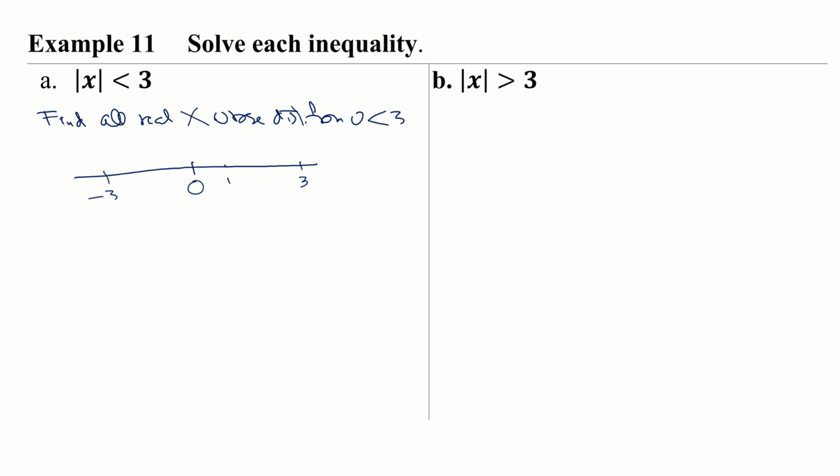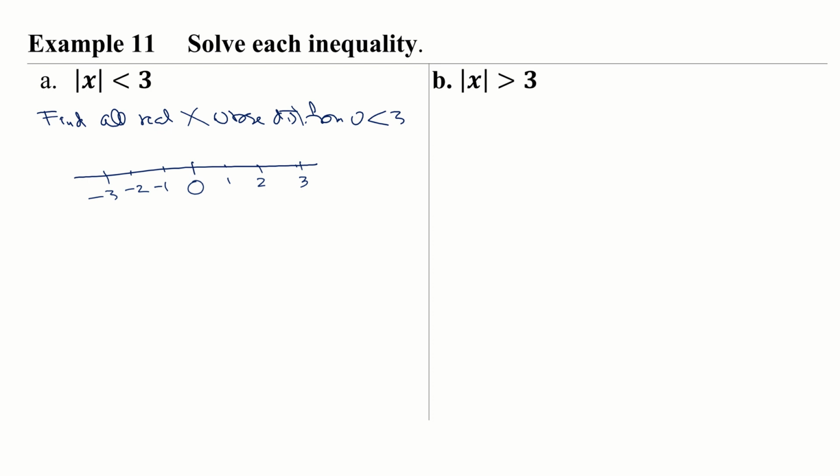Because the distance between 1 and 0 is less than 3, right? How about negative 1? How about 2? Sure. How about negative 2? Of course. How about 2.999999999 forever? Of course, because that distance is going to be less than 3. No matter how many 9s you have, it is still less than 3, right?